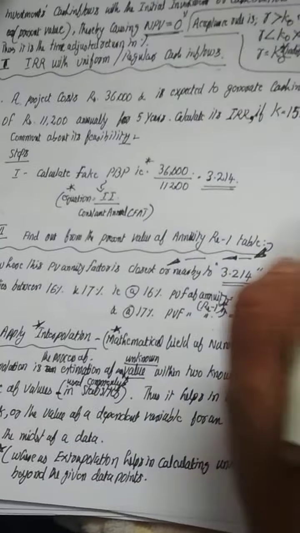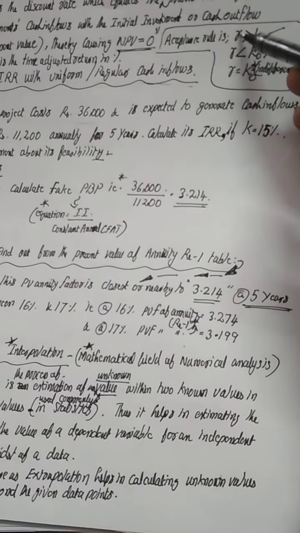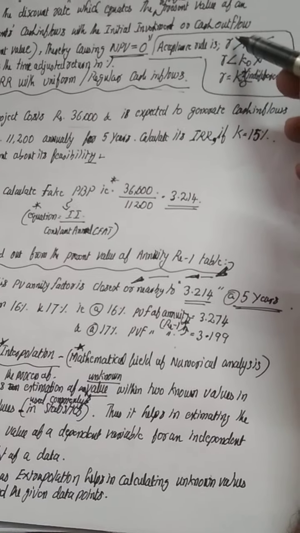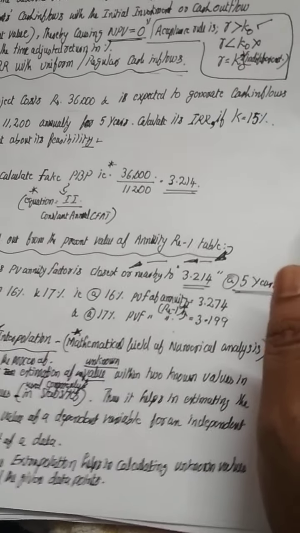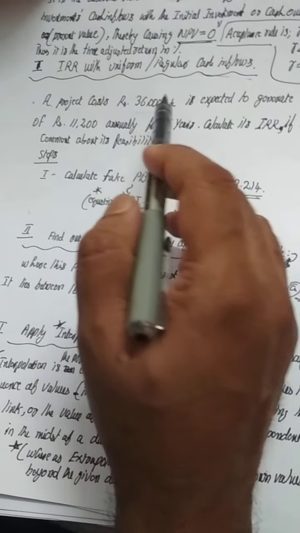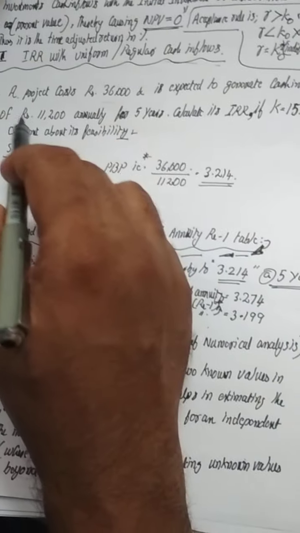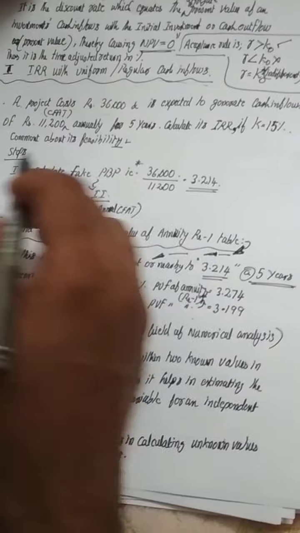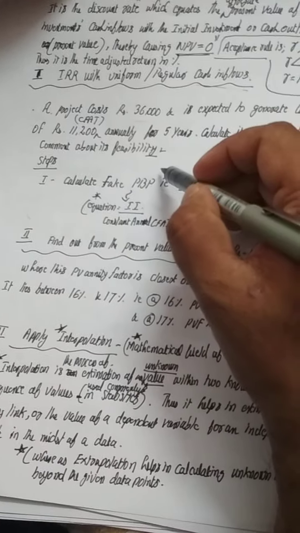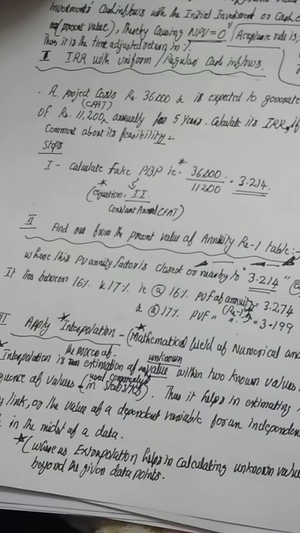That's the question. So we have to find out the IRR or internal rate of return, which is denoted by R, and check whether the internal rate of return is greater than KO or less than KO or equal to KO. So those are the informations given. Initial cash outflow is 36,000 and the CFAT, cash flow after tax for the next 5 years is 11,200. So step 1 is you have to first find out the payback period. This we had already studied under the non-discounting technique.